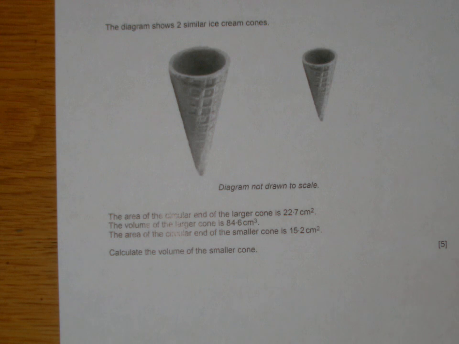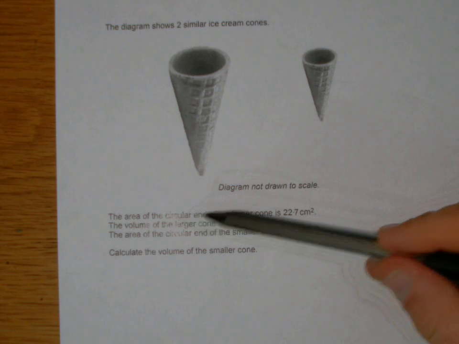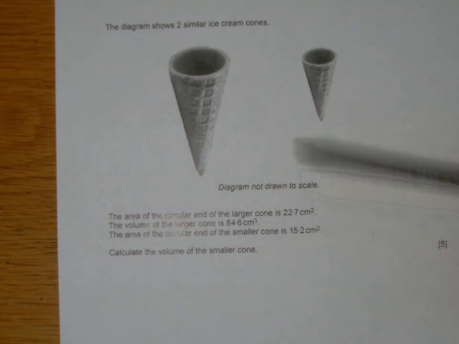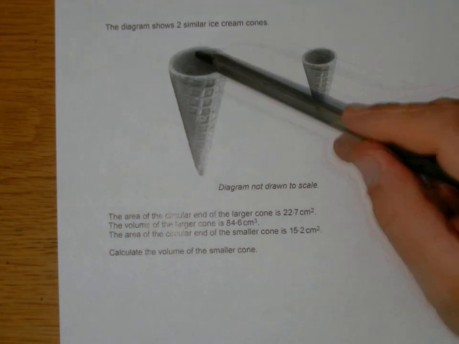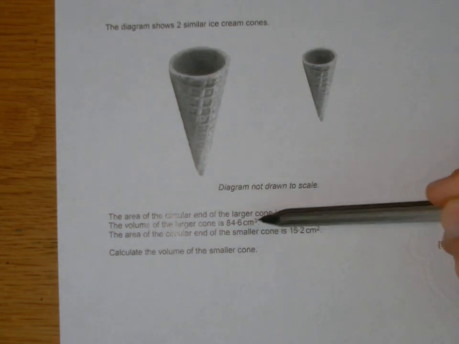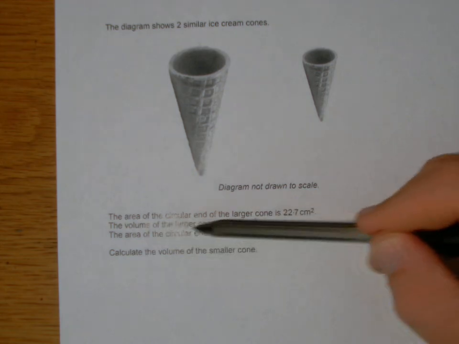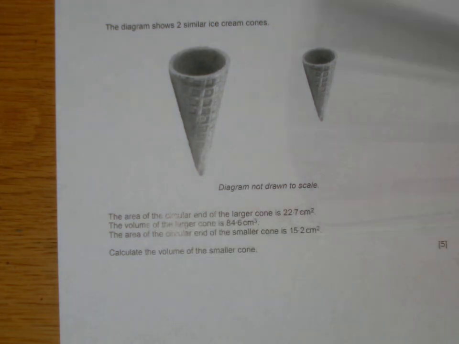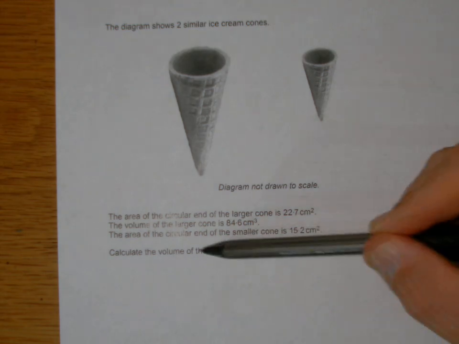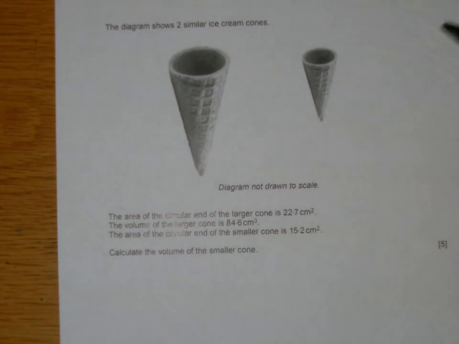Okay, the diagram shows two similar ice cream cones. The area of the circular end of the larger cone is 22.7. Okay, so this area here. The volume of the larger cone is 84.6. The area then of the circular end of the smaller cone is 15.2. So they want us to find the volume of the smaller cone.